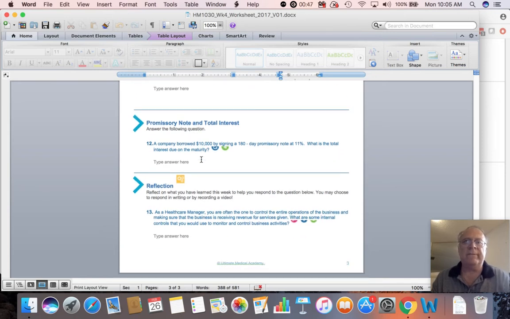Number 12 is calculating interest. Remember, the formula for interest is PRT, principal times rate times time. The real key to this one is that it's a 180-day promissory note, and so that represents 6 months. For some reason, bankers use 360 days in a year. So your time adjustment here is a half year. So be careful in this one that you only calculate the interest for 6 months.